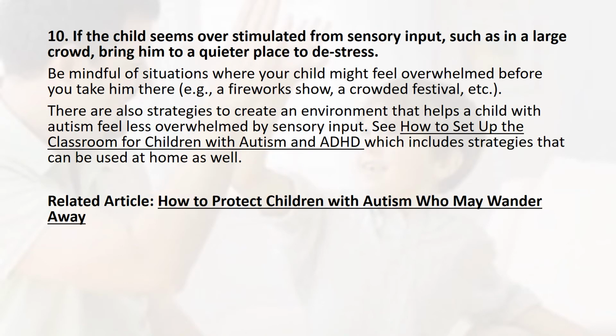Strategy number 10. If the child seems overstimulated from sensory input, such as in a large crowd, bring him to a quieter place to de-stress. Be mindful of situations where your child might feel overwhelmed before you take him there, like a fireworks show or a crowded festival. There are also strategies to create an environment that helps a child with autism feel less overwhelmed by sensory input. See how to set up the classroom for children with autism and ADHD, which includes strategies that can be used at home as well. And for a related article, see how to protect children with autism who may wander away.